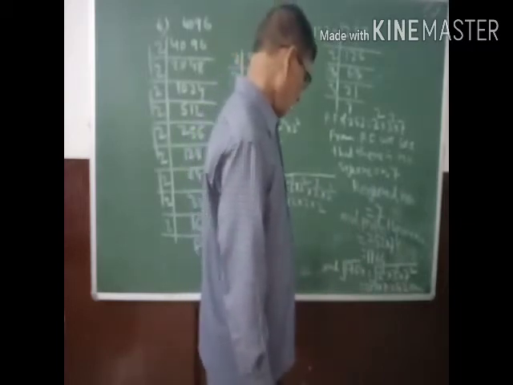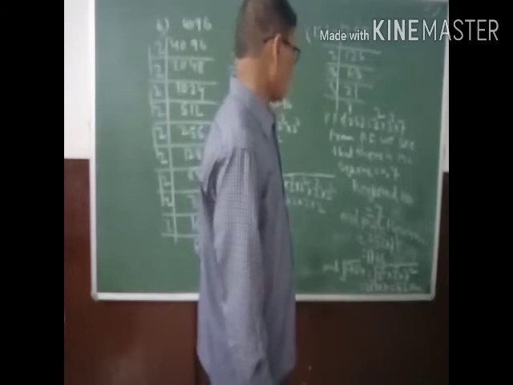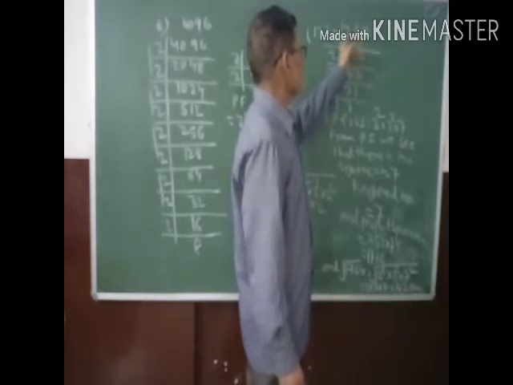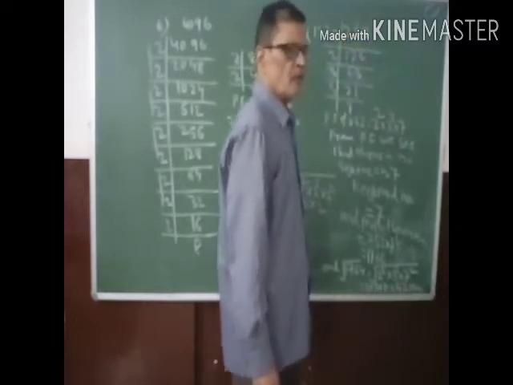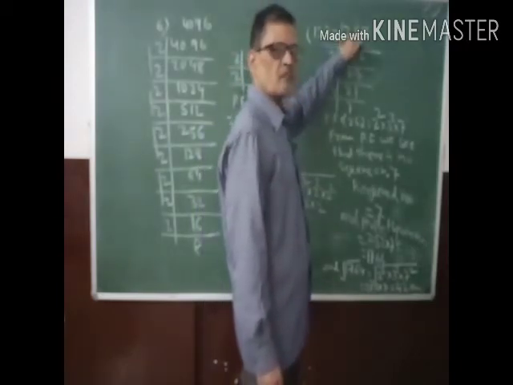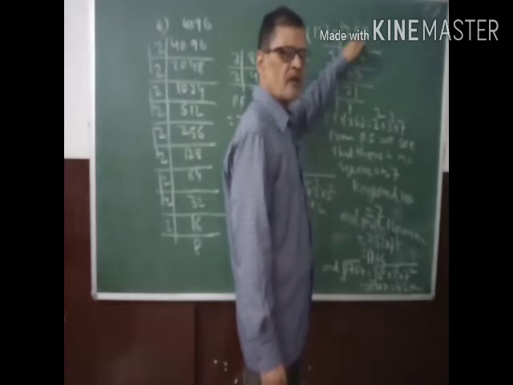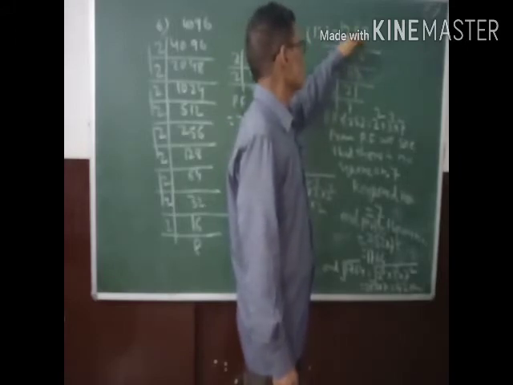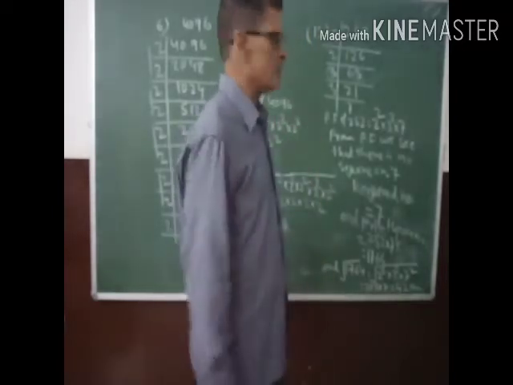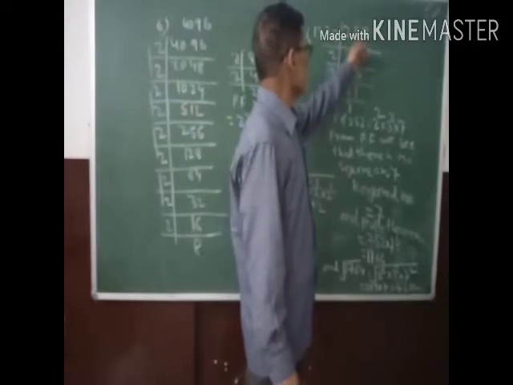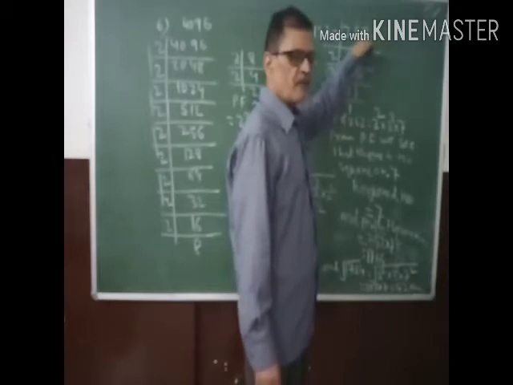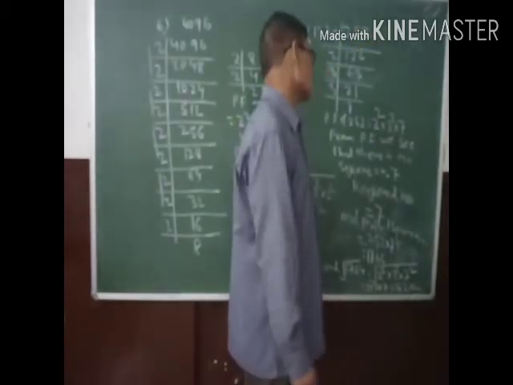Come to question number 13. We have to find by which number 252 should be multiplied to make it a perfect square number. It is not a perfect square number. It is a word problem. We have to find a number such that if 252 is multiplied by that number, it will become a perfect square number, and that number should be the least.